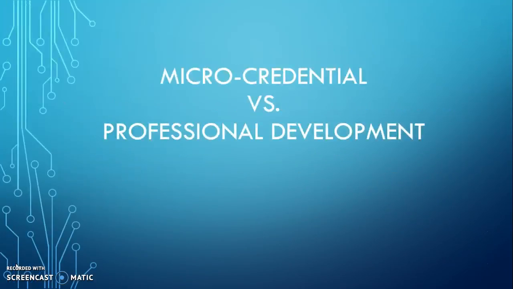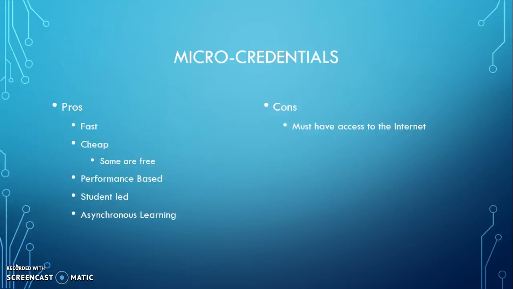So the pros and cons of each: micro credentials are fast. They're cheap. You don't have to enroll into a degree granting program in order to obtain them. It's performance based, student led, and it's asynchronous. You can do this at your own pace. You don't have to sit with a group of people in order to get this done.